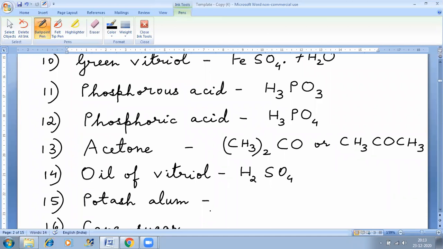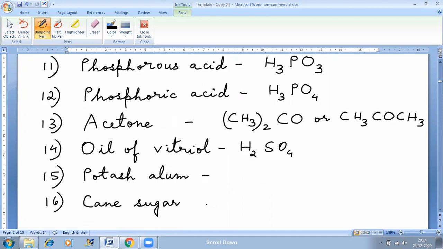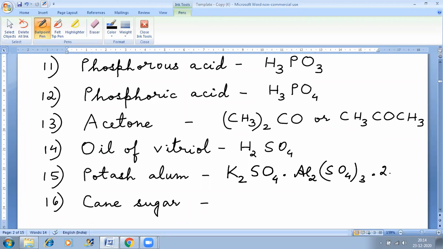15th one. What is the 15th one? So K2SO4 dot Al2(SO4) thrice dot 24H2O. This is the 15th one. It's a very large combination. It's a combination of two different salts, K2SO4 and Al2(SO4) thrice, and also 24 molecules of water of crystallization attached. The entire thing is called potash alum.